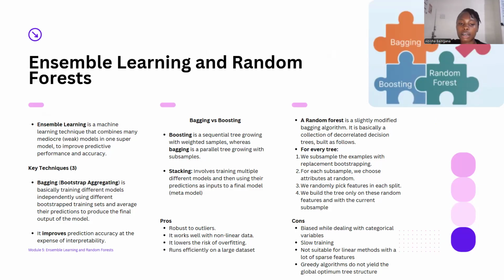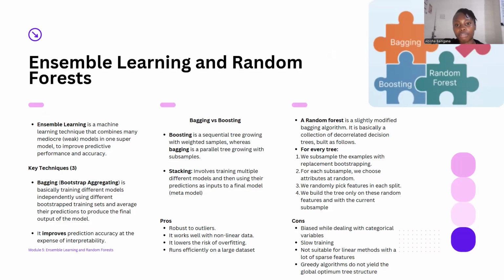Bagging versus boosting, whereas boosting is a sequential tree growing with weighted samples. Bagging is instead parallel trees that grow with subsamples. Then moving on to stacking, this involves training multiple different models and then using the predictions as inputs to a final model. Then what is a random forest?